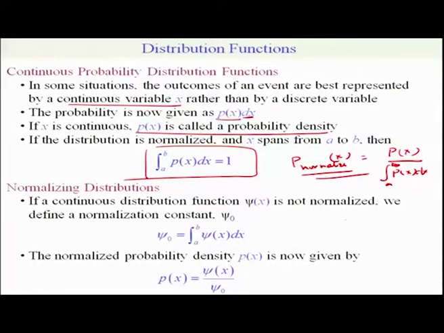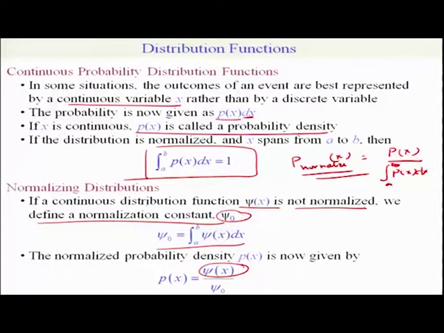Now, that is what we are saying here, normalizing a distribution. If a continuous distribution function, let us say psi(x), is not normalized, we define a normalization constant, which is simply the integral of psi(x) from a to b. Then we normalize this function by dividing psi(x) by this constant psi 0. So, it is a very straightforward exercise.